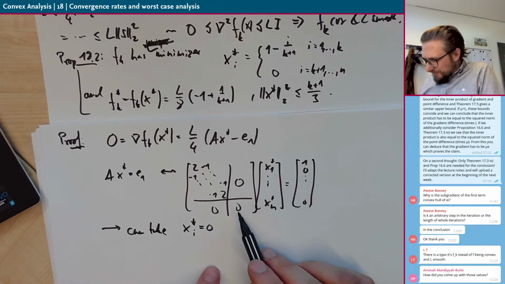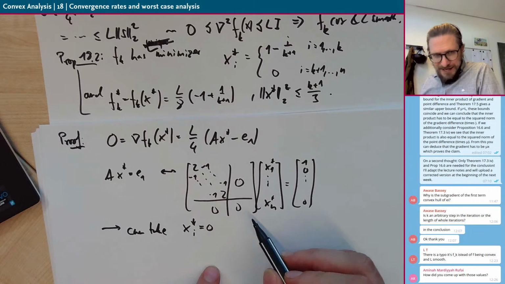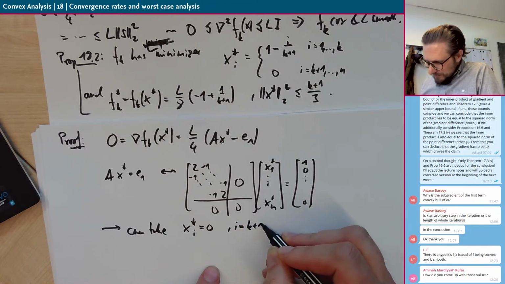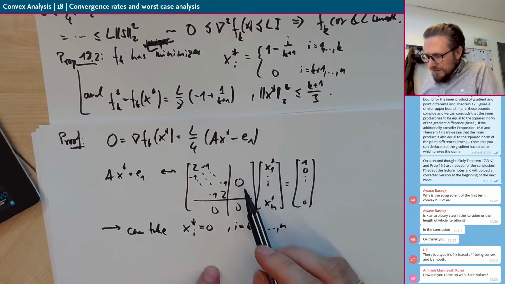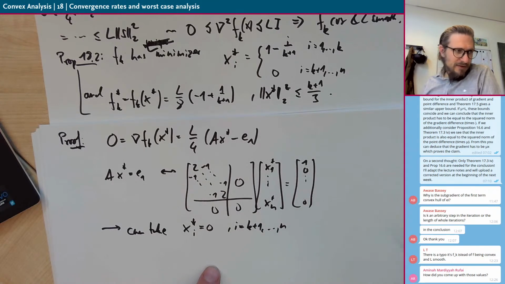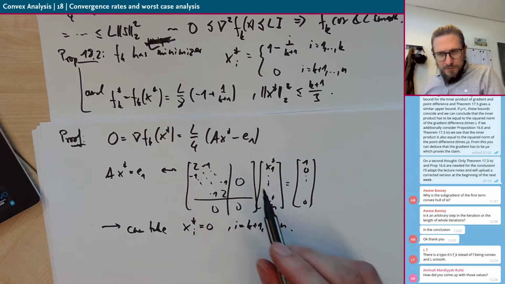So what I want to show you is that the entries after the kth one can be 0, for i equal to k plus 1 and beyond. Because they only hit the zeros in the matrix-vector multiplication, we can take them to 0 as well. It works. So now we write down the first equation.